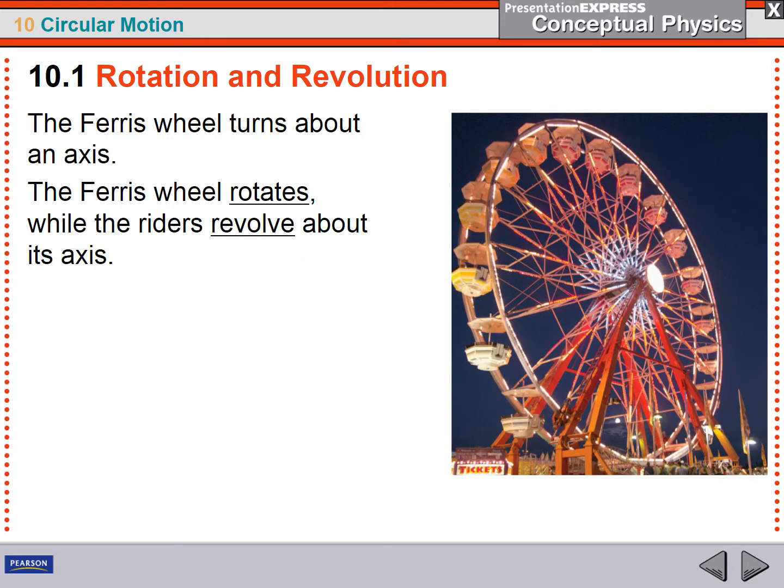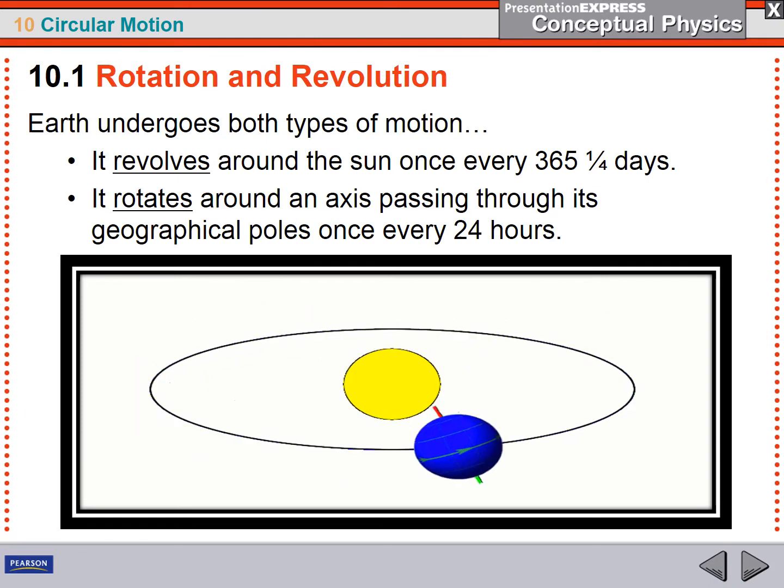Looking at the picture below, remember that the Ferris wheel rotates while the riders revolve around its axis. If you can still remember your social studies class or science class before, you would remember that Earth undergoes both types of motion. Remember that the Earth revolves around the Sun once every 365 and a quarter days, while it also rotates around an axis passing through its geographical poles once every 24 hours.